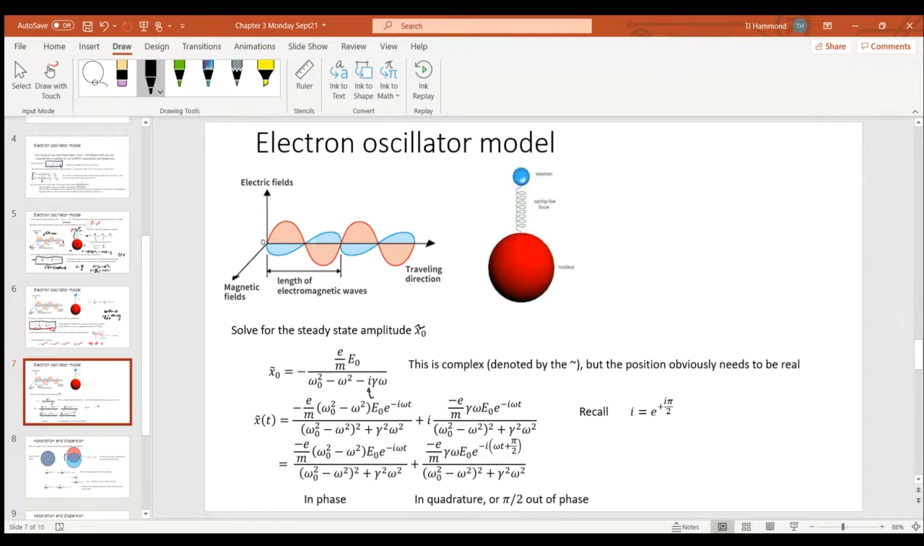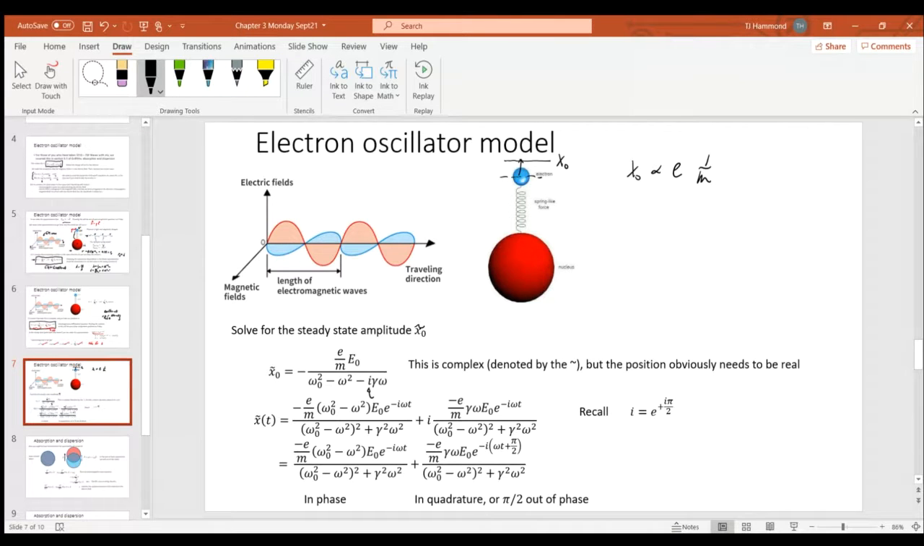It means that the amplitude of this electron oscillating, to some value x naught, this amplitude is proportional to the electric charge. It's inversely proportional to its mass. So this is really light.